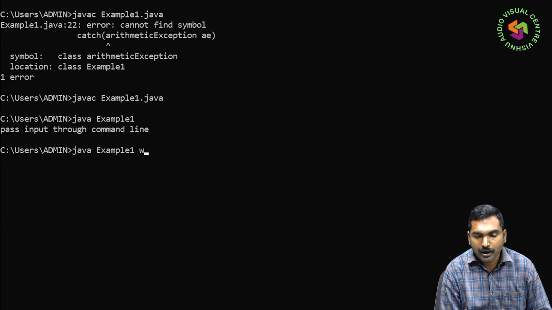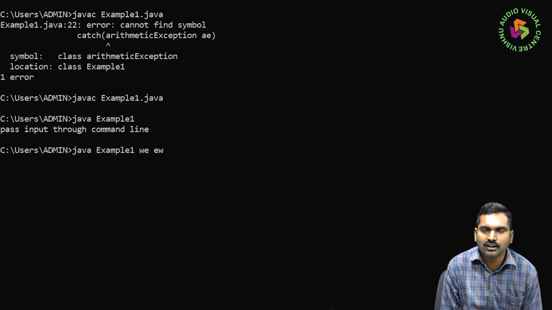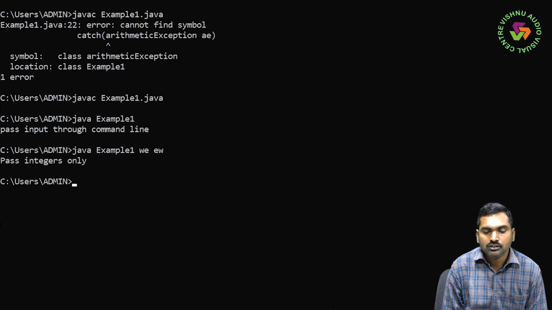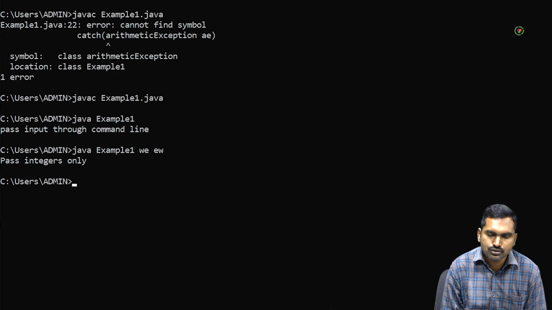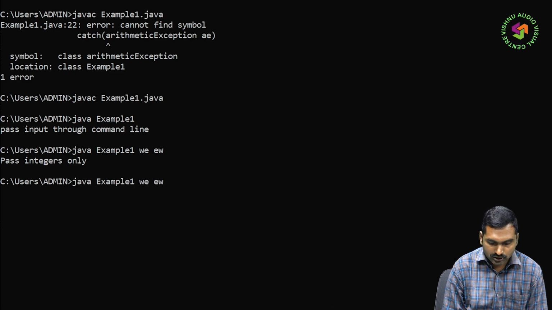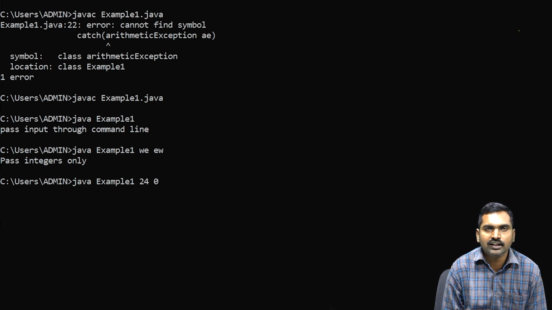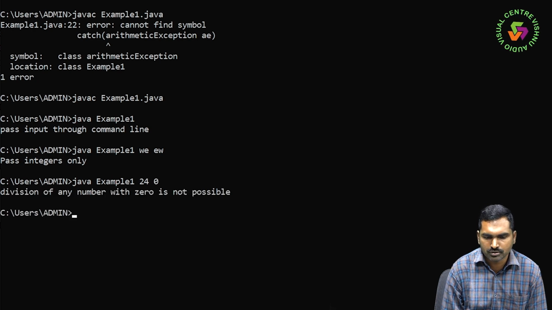Next step, I am passing input, but instead of integers, I am passing some other input, a string. So here it generated the user friendly message "pass integers only." This time I am passing 24 and 0. So here it will generate the system error message ArithmeticException. That message we need to convert to a user friendly message: dividing any number by 0 is not possible.